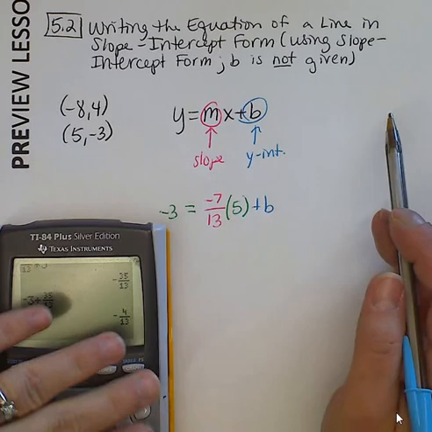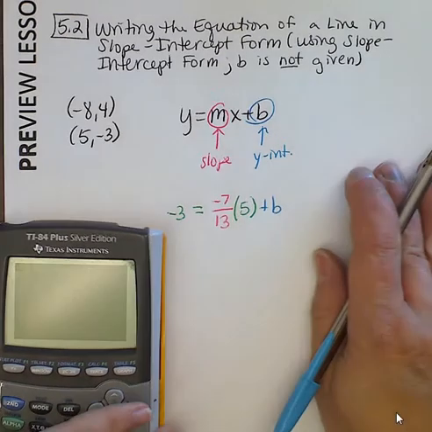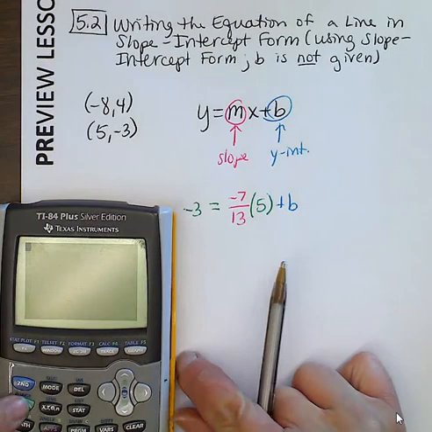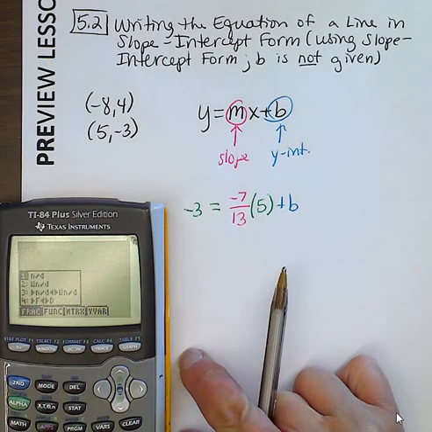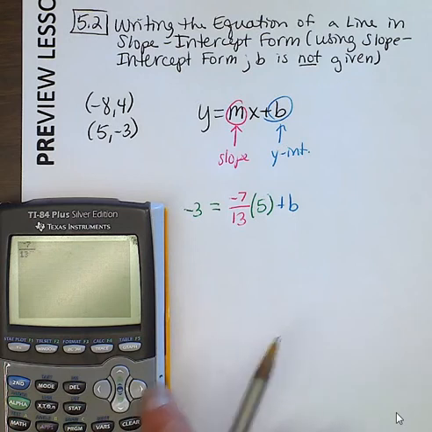So if we get out our graphing calculator and we try to just solve for b like we would in chapter 3, do you recall that you could hit alpha y equals and put in a -7 on the top, a 13 on the bottom, and that you have to move over before you multiply by 5? Times by 5.